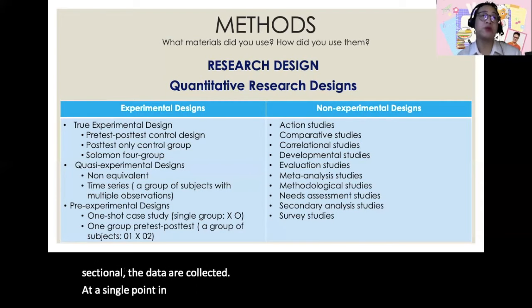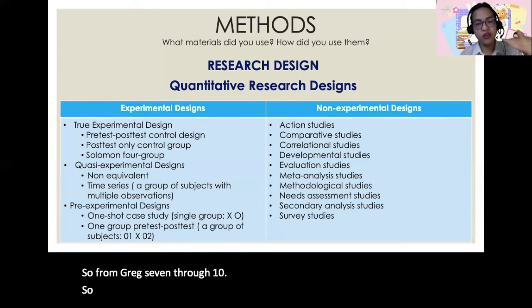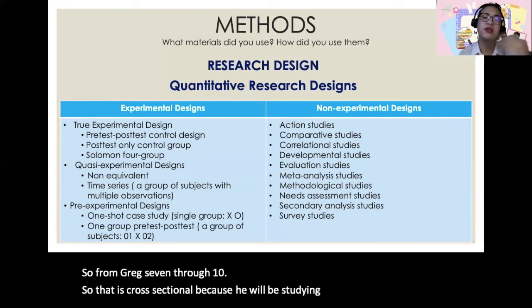For example, you will be studying levels of attitude of students from grades 7 through 10. So that is cross-sectional because you will be studying grade 7, 8, 9, and 10.